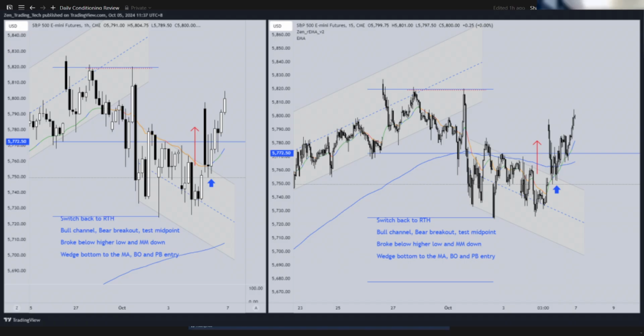Let's go down another time frame. I'll switch it back to RTH. Okay, so what do I see? Well, I see this was some kind of channel that we broke out of. That's probably the lower high, and then we probably had some kind of measured move down. So now that's making sense.